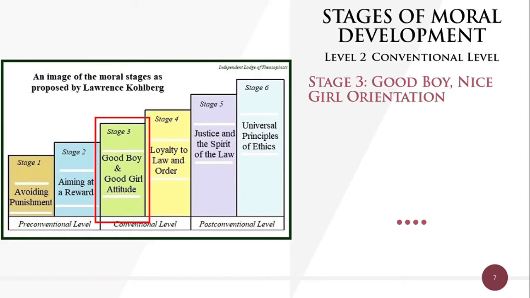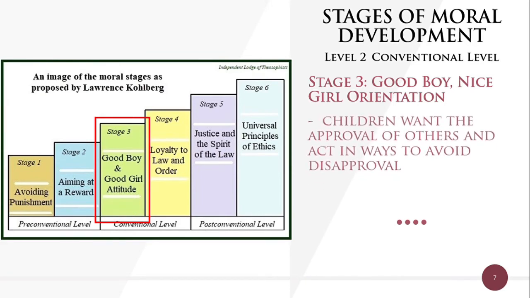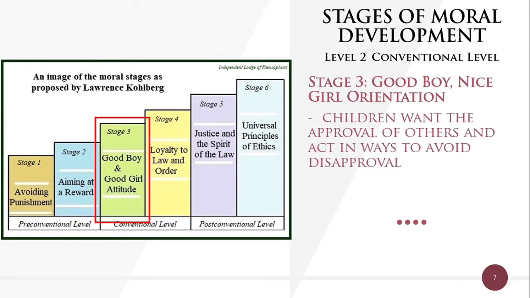So adherence to rules and conventions is somewhat rigid during these stages. And a rule's appropriateness or fairness is seldom questioned. Now, in stage three, okay, this is the good boy, nice girl orientation. So, children want the approval of others and act in ways to avoid disapproval. Sabi ko nga, nanghihingi sila ng approval.